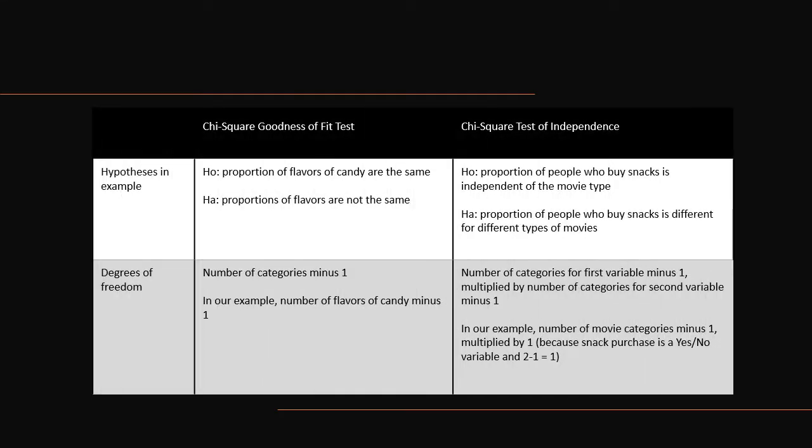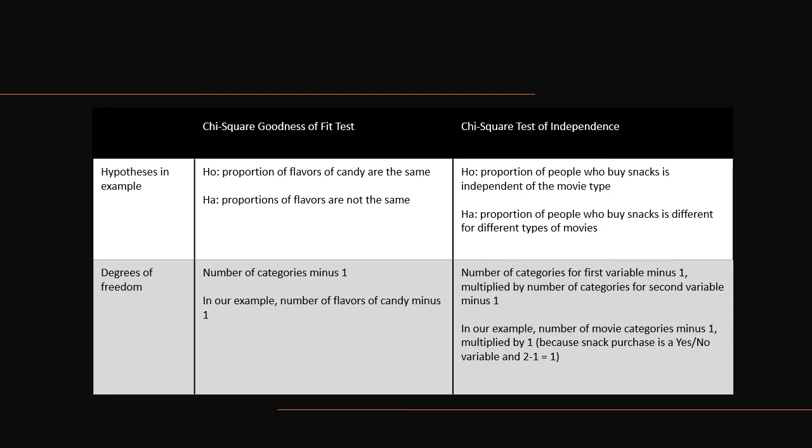Now, like every other test, we have to form our hypothesis. Here in chi-square goodness of fit test, we can say for our example that the proportion of flavors of candies are exactly the same. Or the alternate hypothesis can be the proportion of flavors are not the same. Similarly, for our movie theater situation, we can form alternate and null hypothesis. Null hypothesis would be the proportion of people who buy snacks is independent of movie type. The alternate hypothesis can be the proportion of people who buy snacks is different for different types of movies.